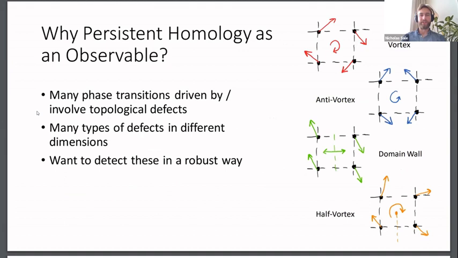And why might we want to do this? Well, the most convincing argument I think I can give is that of topological defects. We know that many phase transitions are driven by or involve these topological defects, and there's a whole range of different ones. We want to be able to detect these in some robust way. In particular, the models I've been looking at will have vortices and anti-vortices. They'll have domain walls, and they'll have these half vortices on the ends of the domain walls.